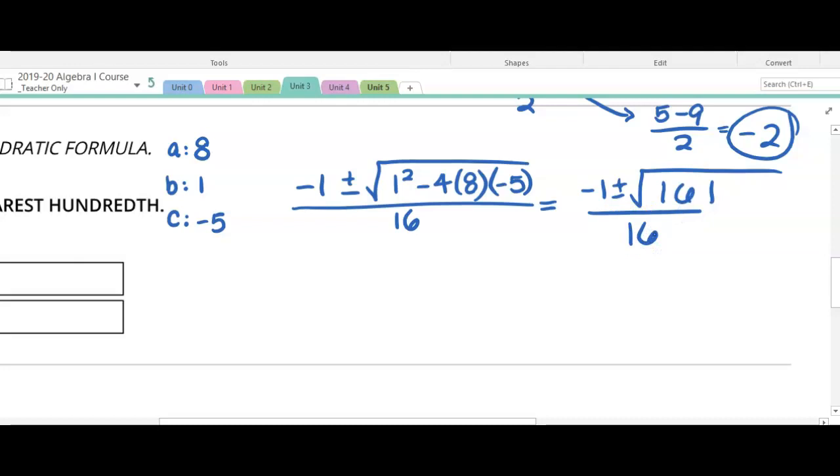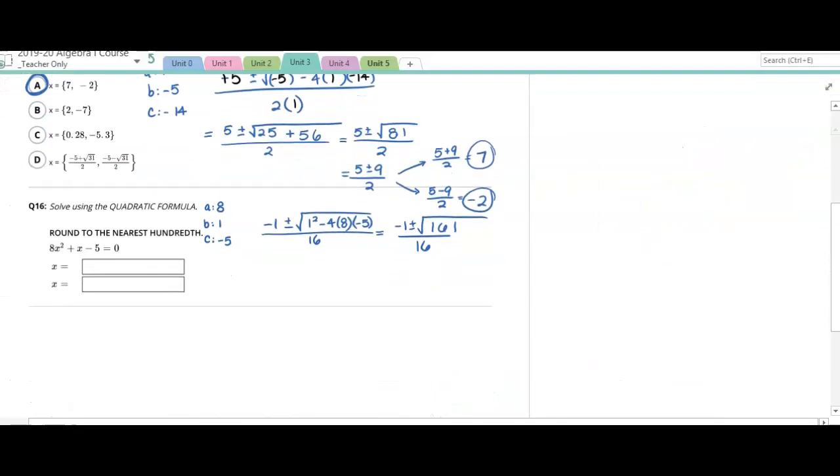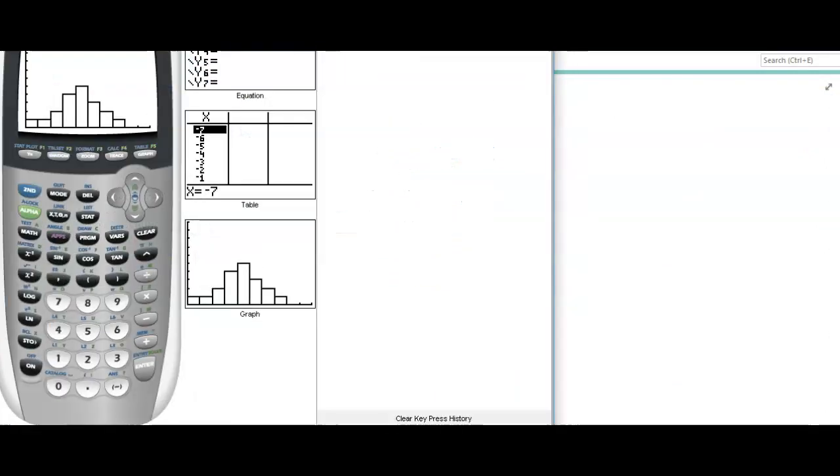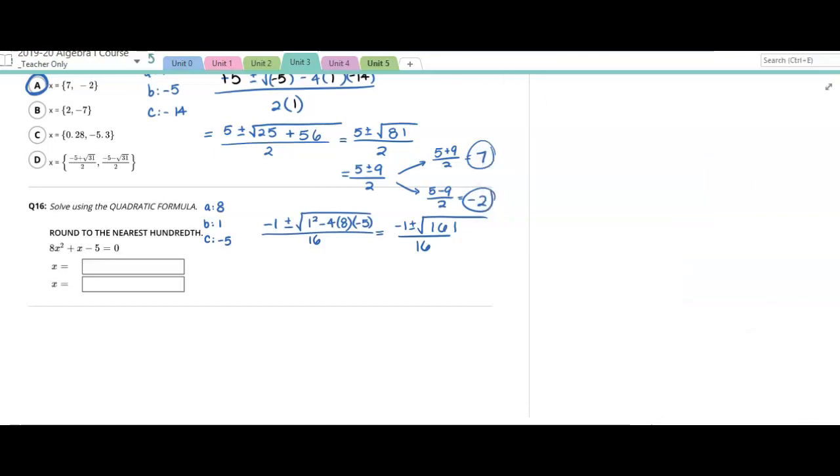We're going to need to use our calculator to get the square root of 161. Notice that the answer says round to the nearest hundredth. So using my calculator, I'm going to type the square root of 161, which is 12.69. So I have -1 plus or minus 12.69 divided by 16.